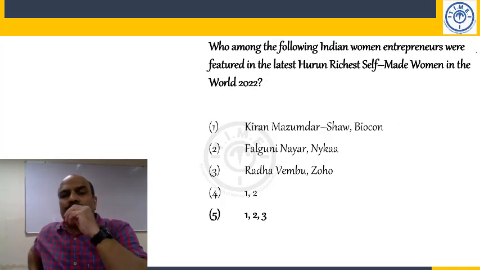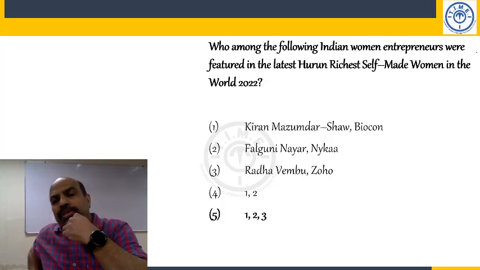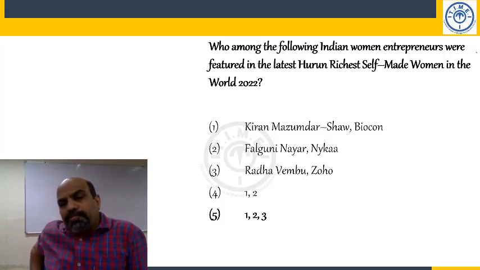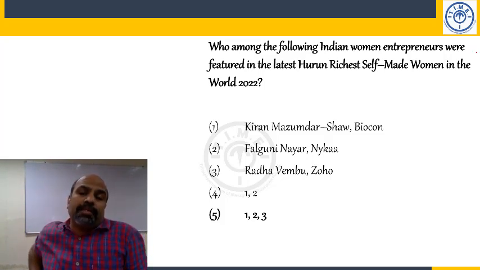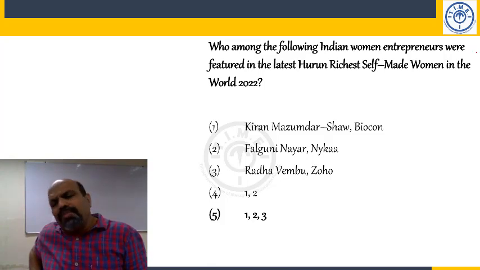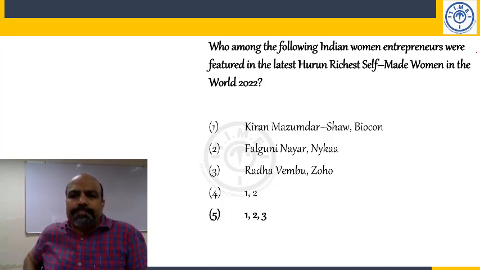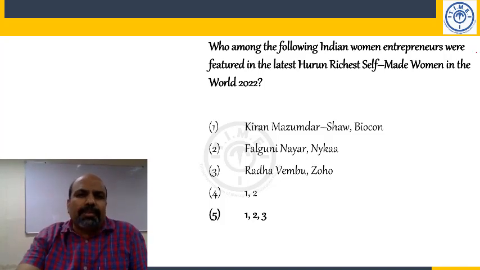Who among the following Indian women entrepreneurs were featured in the latest Hurun Richest Self-Made Women in the World 2022? Kiran Mazumdar-Shaw, who is chairperson of Biocon, biotechnology and pharmaceutical giant. Falguni Nayar, CEO of Nykaa. Radha Vembu of Zoho, a software services company. So all of them were there. Pretty simple question, actually.